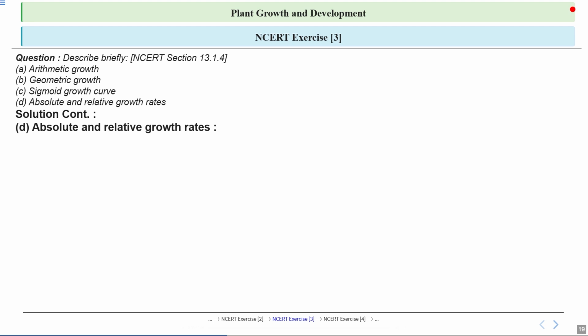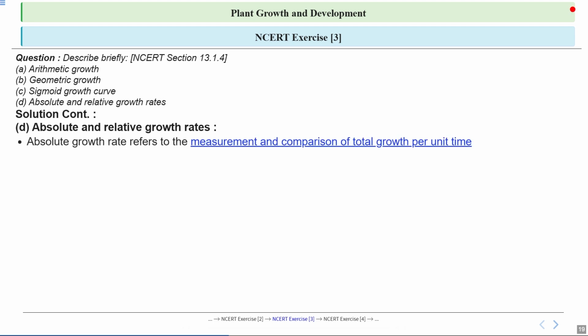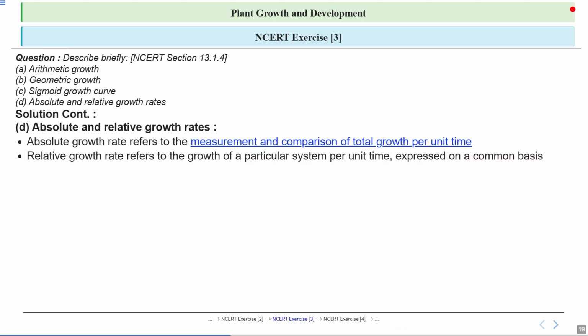So let's focus on absolute and relative growth rates. Absolute growth rate refers to the measurement and comparison of total growth per unit time. For example, if a plant grows 3 centimeters in 3 days, its absolute growth rate is 1 centimeter per day. So it refers to measurement and comparison of total growth per unit time.